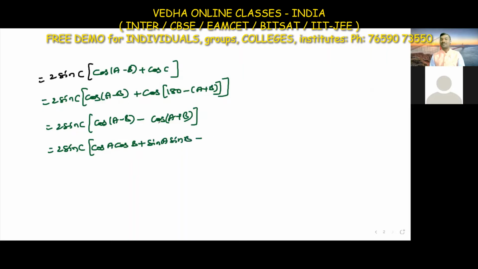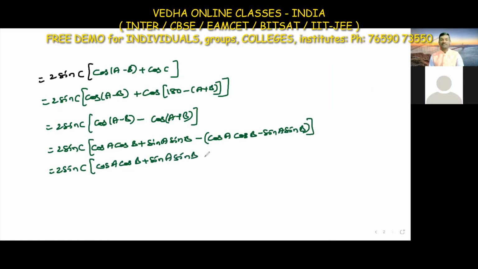Minus as it is, I am writing here the cos (A plus B) formula. What is the cos (A plus B) formula? Cos A cos B minus sin A sin B. So now this is equal to 2 into sin C, cos A cos B plus sin A sin B, and I am multiplying by minus: minus cos A cos B, minus into minus plus, sin A sin B.